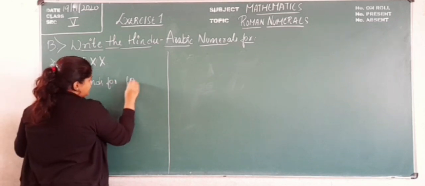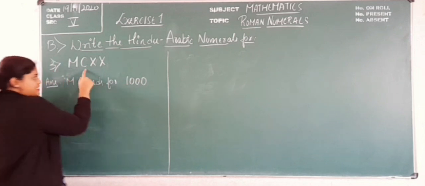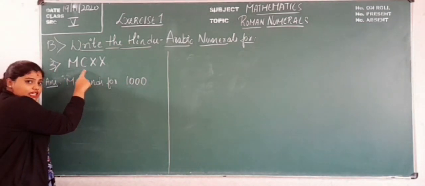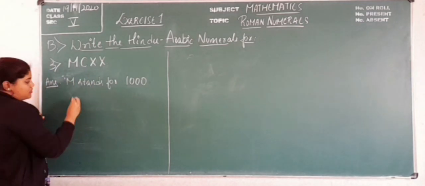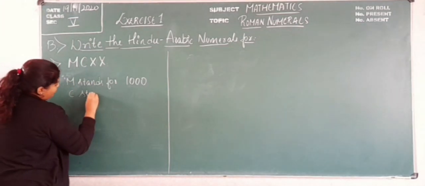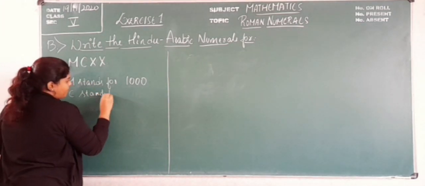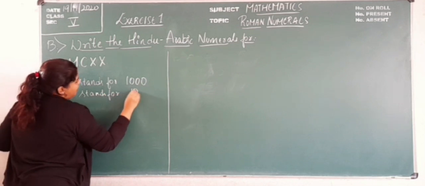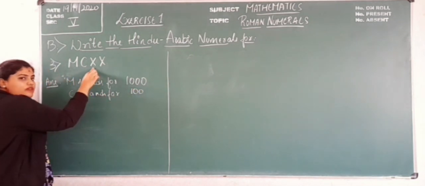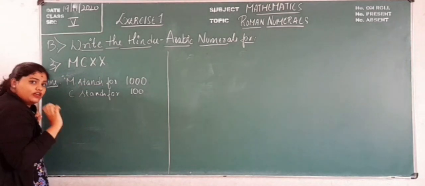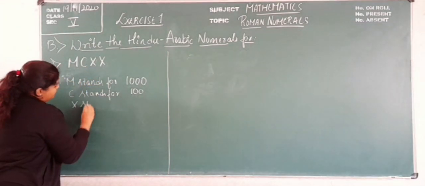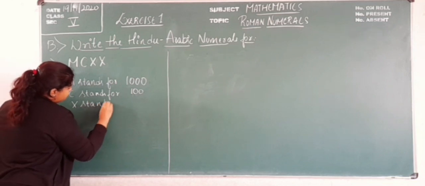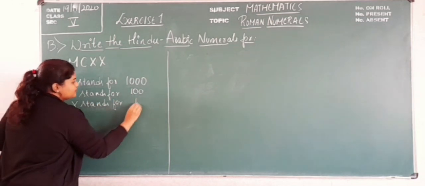how much? Yes, 1000. Next we have C. So C in Hindu Arabic numeral, it is yes, C means 100. So C stands for 100. So next we have X. X stands for 10.